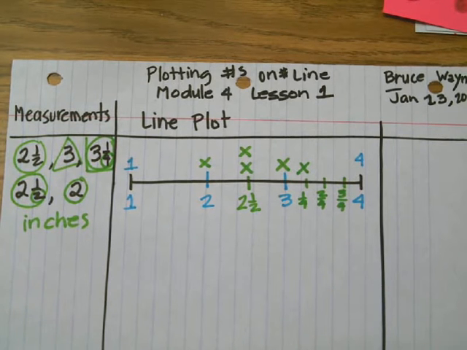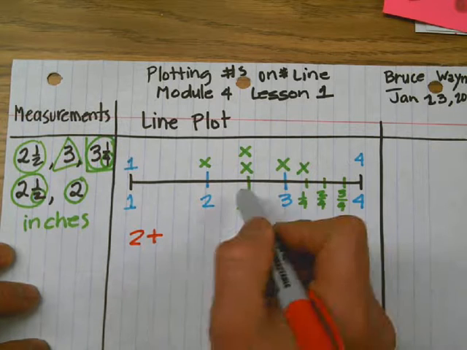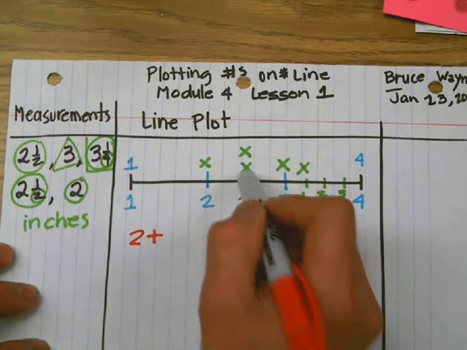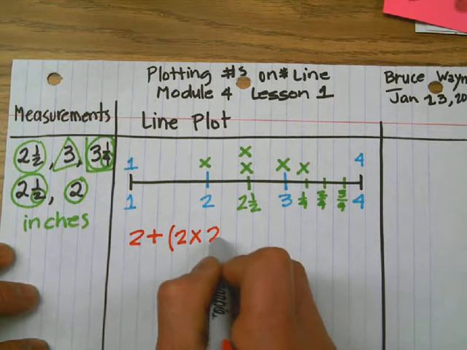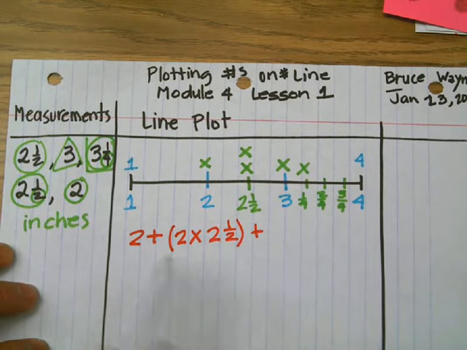Now, our next step is going to be to model. How are we going to solve this? Well, let's say we're going to add up all the numbers to know how big one big nail will be. Okay, so let's add them up. So first of all, we know that we have 2. So that is a 2 plus, we have 2. How many 2 1/2? We have 2 of them. So we're going to write this as a multiplication: 2 times 2 1/2.